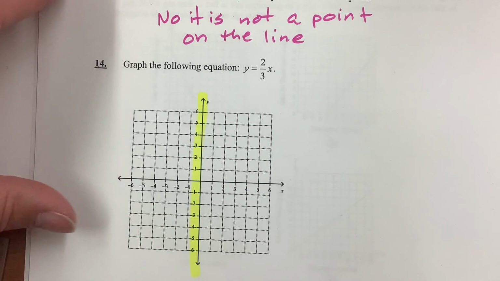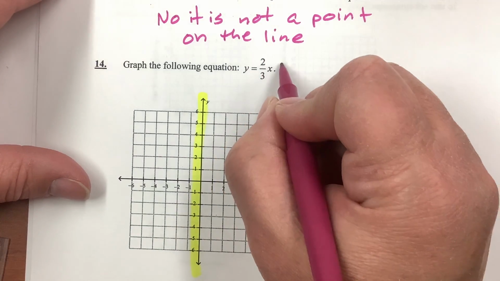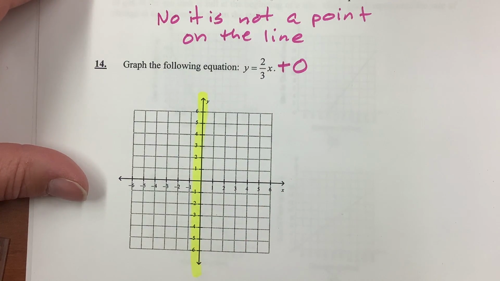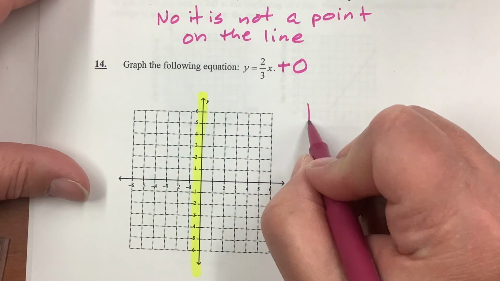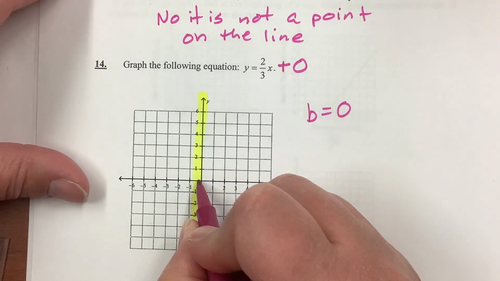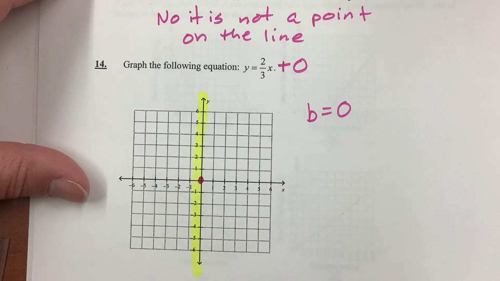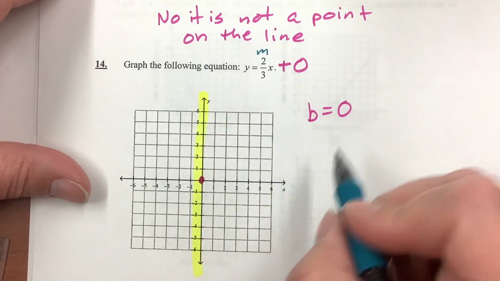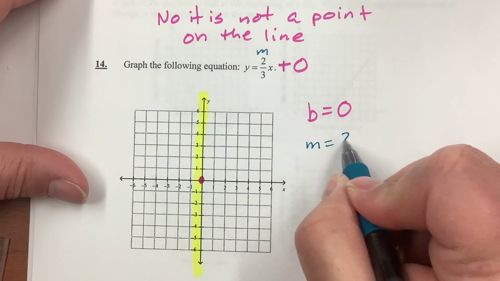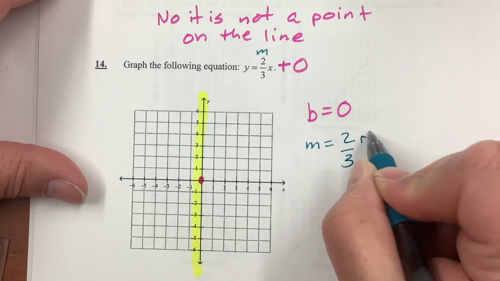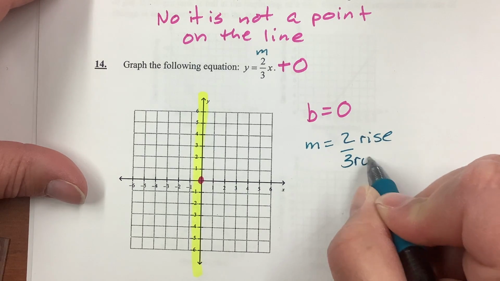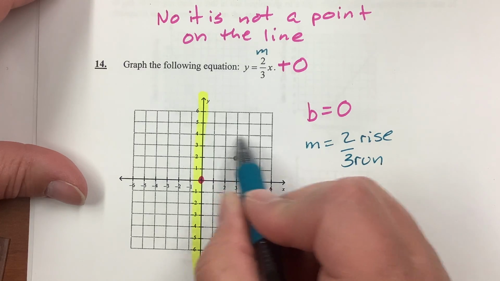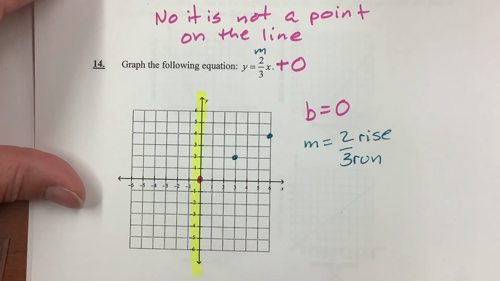All right, oh, this does not have a b. I have to add my own b. So 2/3 x plus 0, because you can add 0 and it does not change the number. So b equals 0, ba-bam, and m is 2/3. M equals 2/3. So I'm going to rise 2, and I'm going to run 3. From here, rise 2, run 3, rise 2, run 3. And I got enough points.